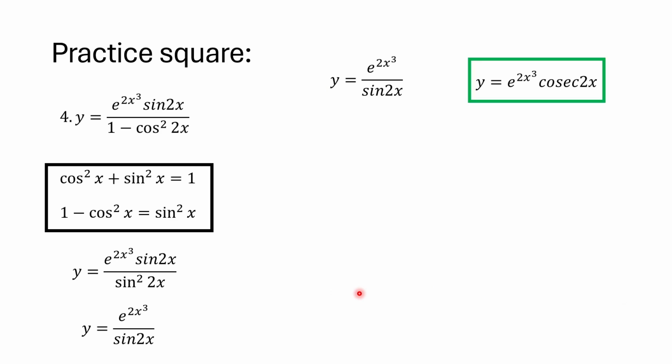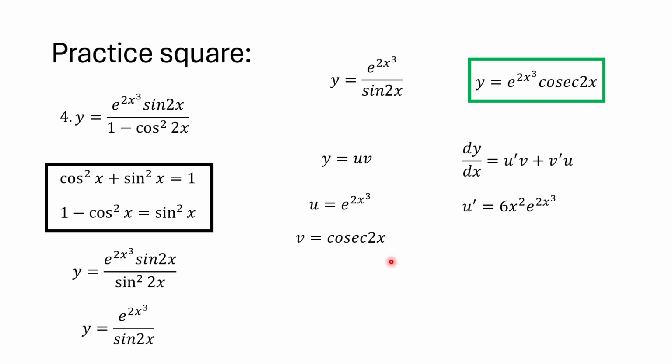And then using e to the 2x cubed cosecant 2x, you can use product rule instead. y is equal to uv, where we say u is equal to e to the 2x cubed, u prime is equal to 6x squared e to the 2x cubed, v is equal to cosecant 2x, and v prime is equal to minus 2 cot 2x cosecant 2x. Just remembering to transfer 2x's. Again, if this is a jump, you can always use chain rule with w is equal to 2x.